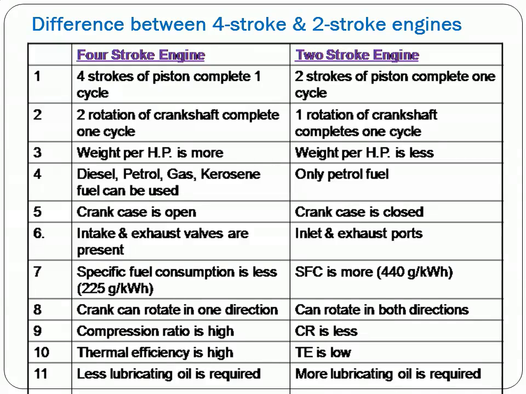Now we shall study the difference between four-stroke and two-stroke engines. The first difference is, in four-stroke engine, 4 strokes of a piston complete one cycle, whereas in two-stroke engine, two strokes of piston complete one cycle.